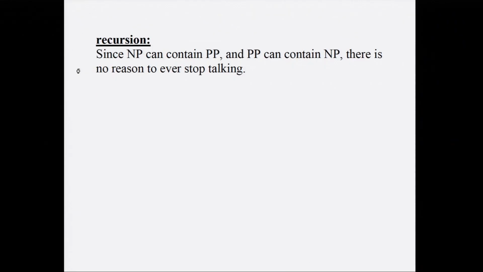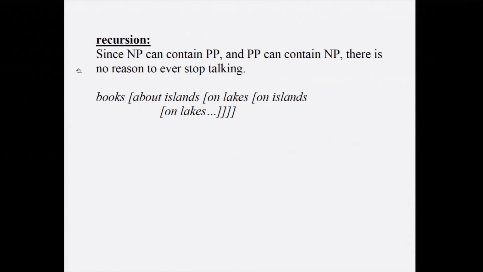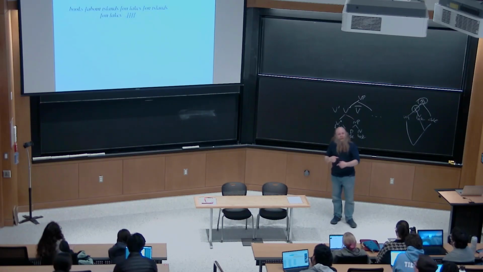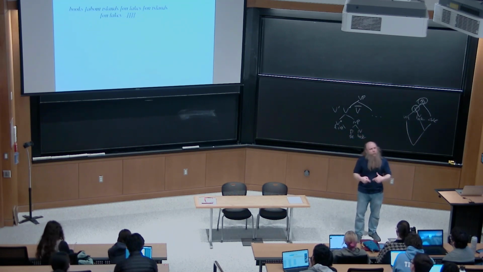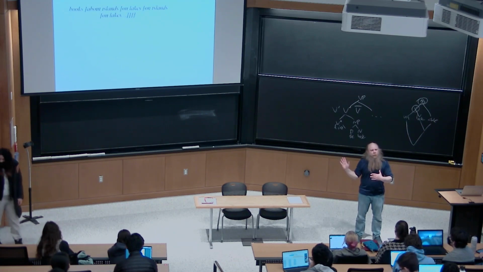Here's another case of this. So you can have a book about islands. You can have a book about islands on lakes. You can have a book about islands on lakes on islands. You can have a book about islands on lakes on islands on lakes, and so on. Eventually, you will run out of things that your book can be about if you keep repeating this. But that is a fact about geography. This is not a geography class.